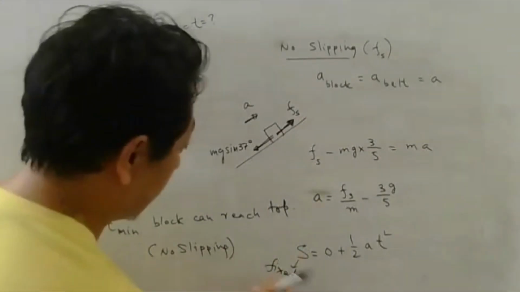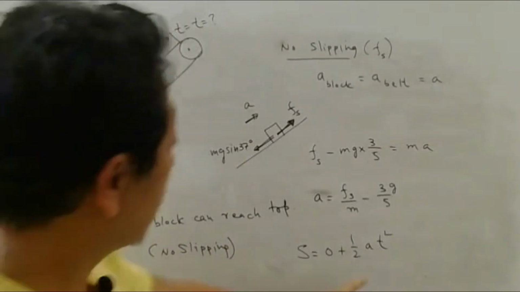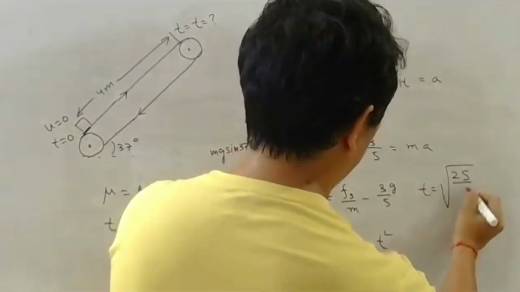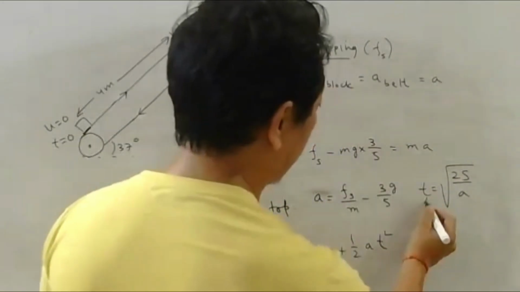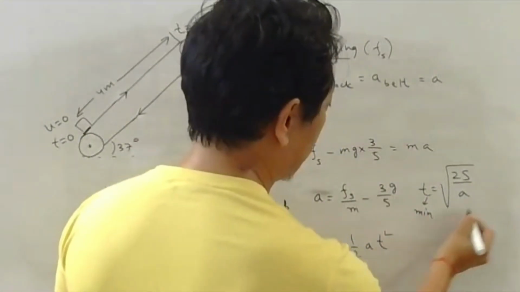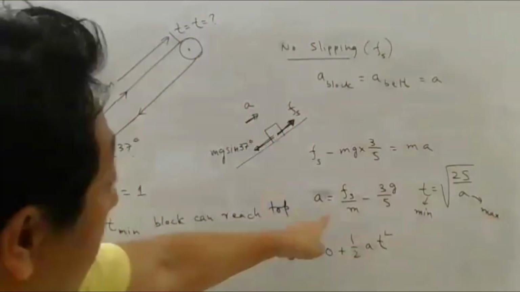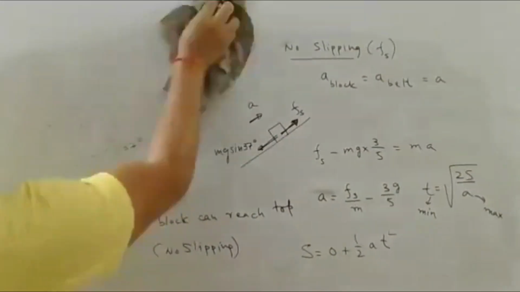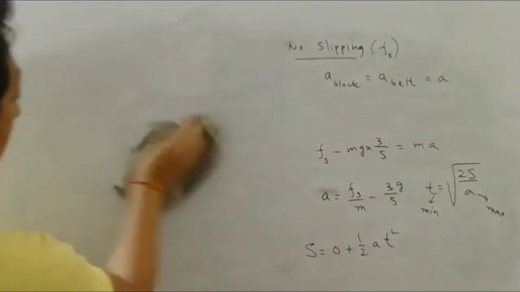So distance is given in this problem. Now if you want time, what is time from here? Under root 2s by a. So now you only think, students, if you want minimum time, your a has to be what? Maximum. And from this equation, a will be maximum when static friction is also maximum.